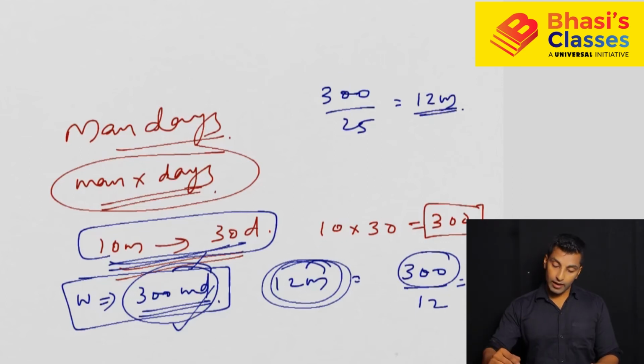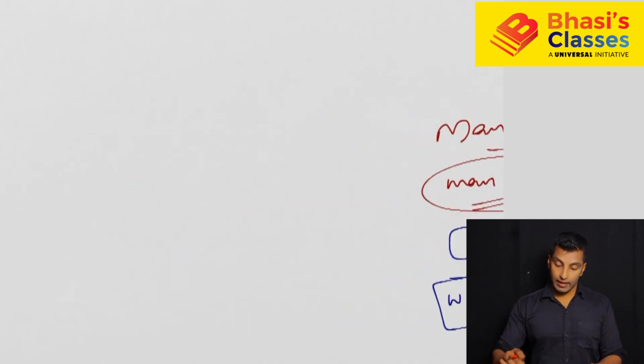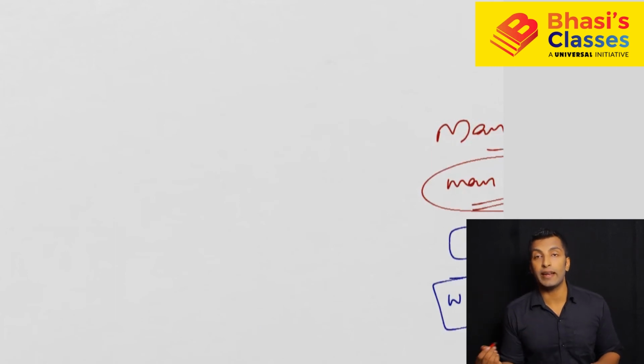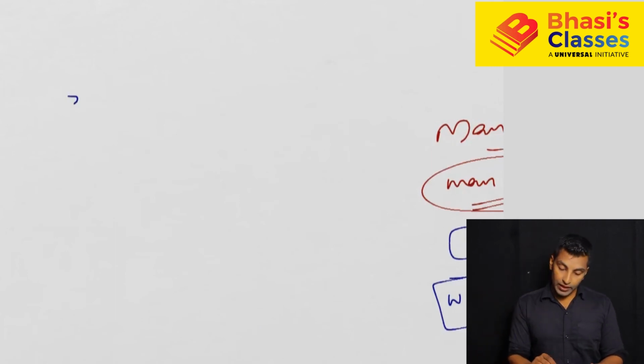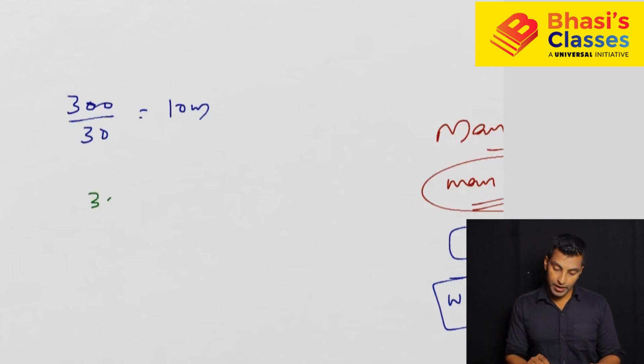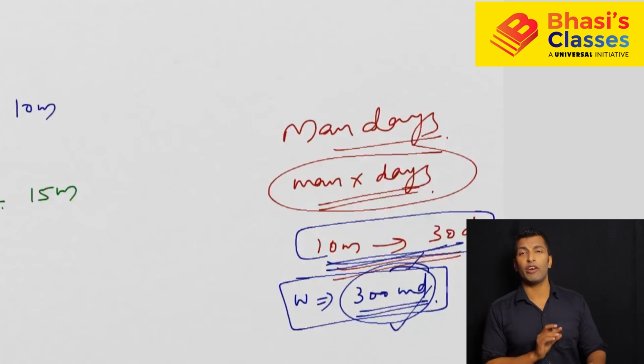12 men. Now like this, they can give you that the work needs to be completed in 30 days. So 300 by 30, you need 10 men. Or if there are 20 men working, then how many days will it take? So 300 by 20, so 15 days. So this is the idea of man days.